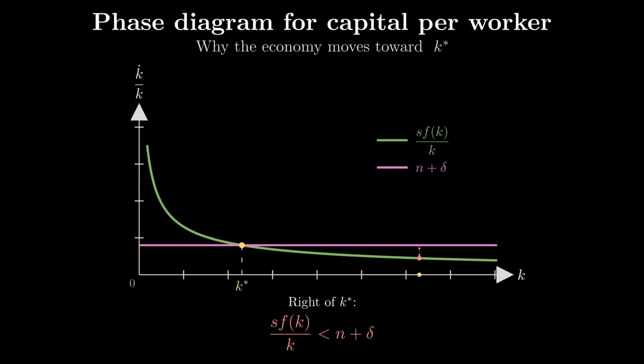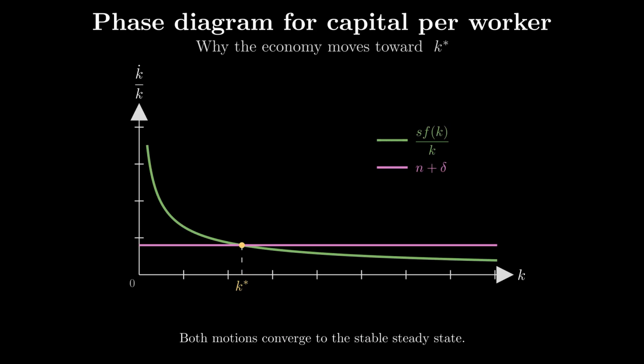To the right of K star, the green curve is below the break-even line. So the growth rate of capital per worker is smaller than 0, and capital per worker falls back. This is why the steady state is stable. Growth is fast when capital is scarce, but it slows down as the economy approaches K star.